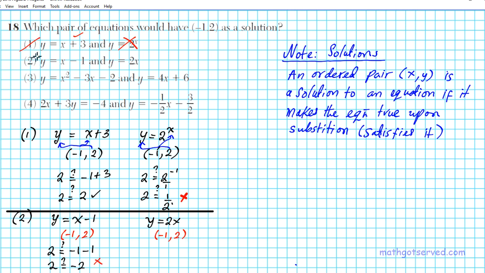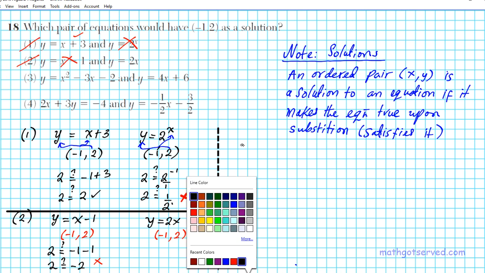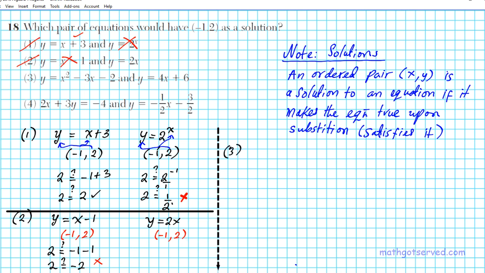So negative 1 and 2 is not a solution for number 2 because it doesn't even satisfy the first one. So there's no need to even waste our time checking the second equation because it already failed the first one. Alright, so we keep on going until we get a situation where the ordered pair satisfies both equations. Okay, so for option 3, we have y equals x squared minus 3x minus 2.